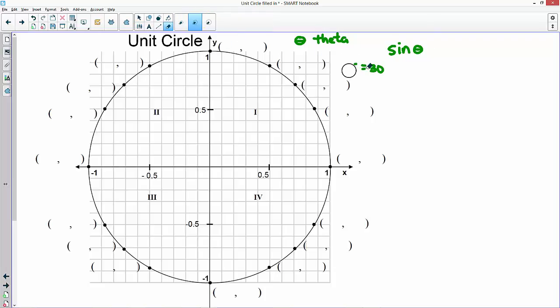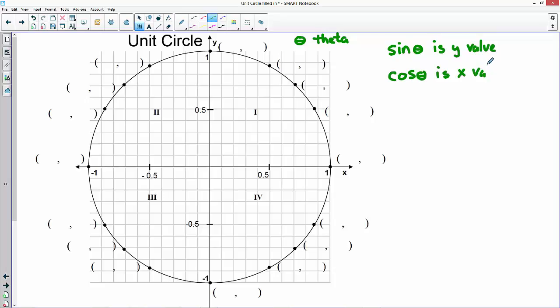Okay. Let's see. So sine of theta is the y value. Remember, this is only true in the unit circle. We'll talk about a more complex version of this when we do right triangle trig. Cosine of theta is the x value at every dot, right? Every dot. So for example, this is the 30-degree dot. So the sine value of the angle is here, and the cosine is here.